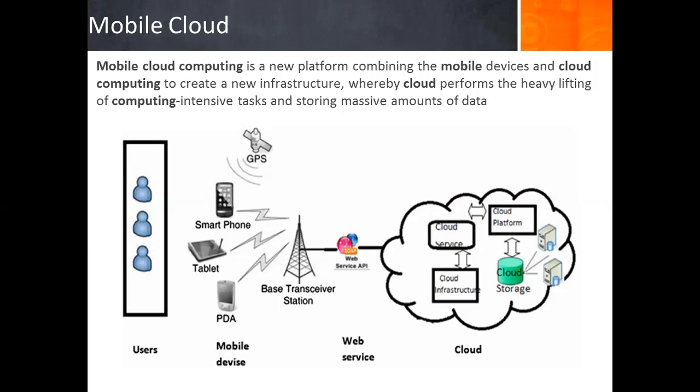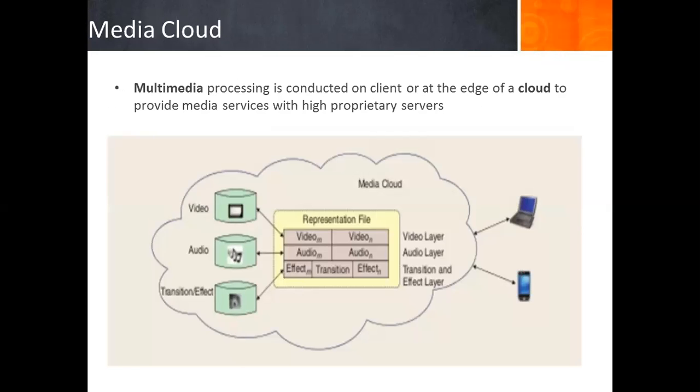Because with respect to geographic conditions, the network transmission may sometimes fail, due to some natural calamities or due to some technical problems also. So it is a major disadvantage here also. So coming to the part of a media cloud.